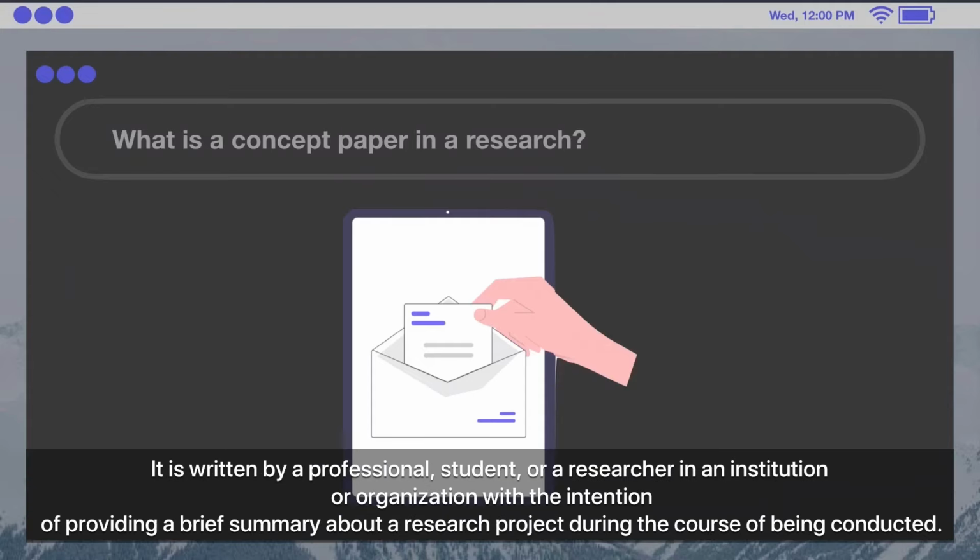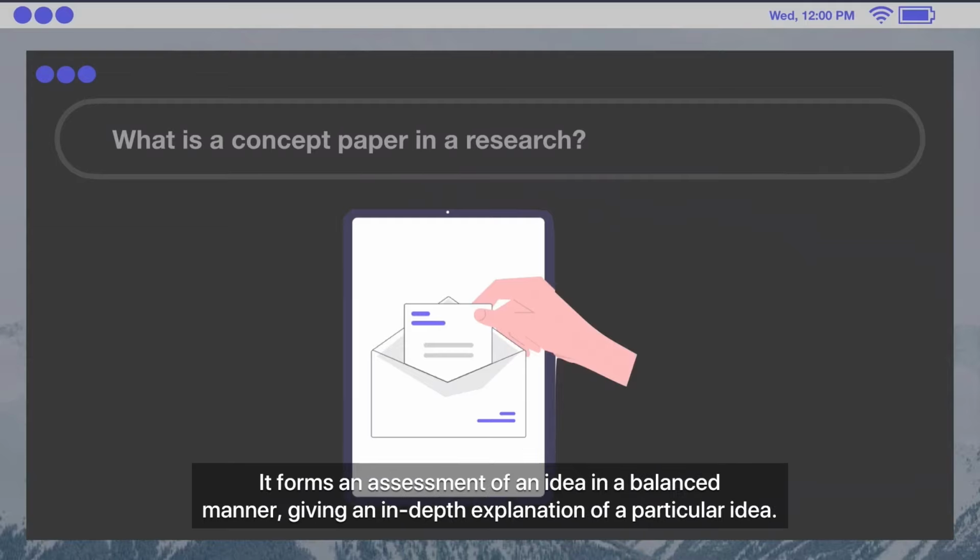It is written by a professional, student, or a researcher in an institution or organization with the intention of providing a brief summary about a research project during the course of being conducted. It forms an assessment of an idea in a balanced manner, giving an in-depth explanation of a particular idea.